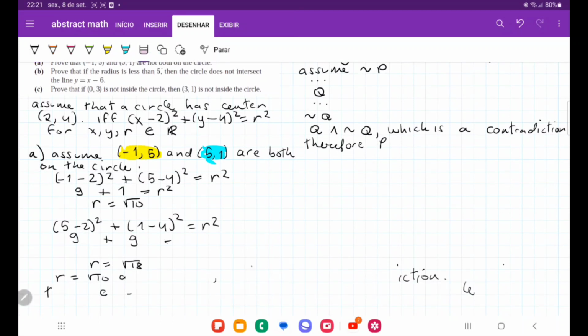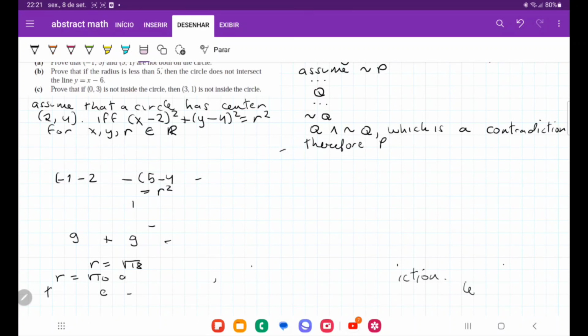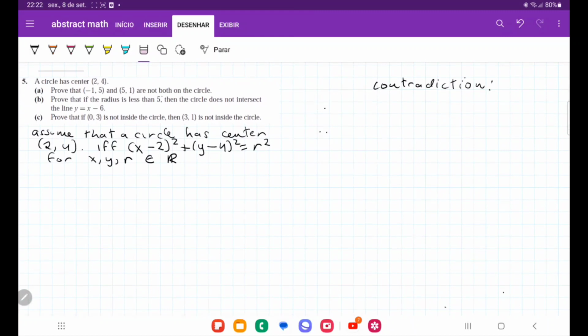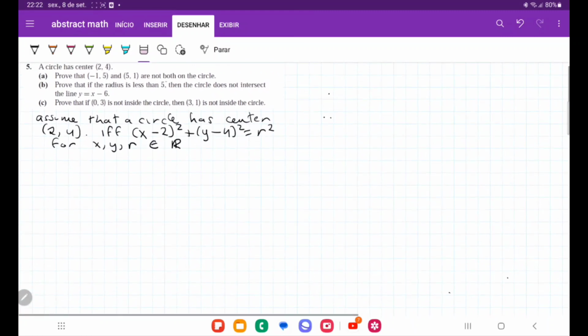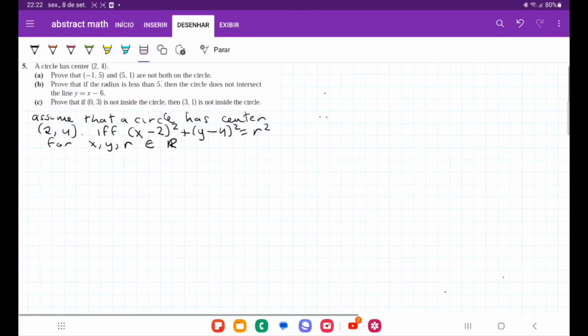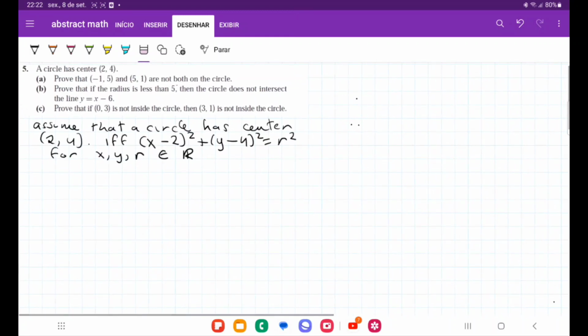So I'm going to leave this assume that a circle has a center because we're going to use that assumption for all of our items here. And so now we're going to do item B, which is if the radius is less than 5, then the circle does not intersect the line y is equal to x minus 6. So we're going to assume the opposite. Let me just zoom in.